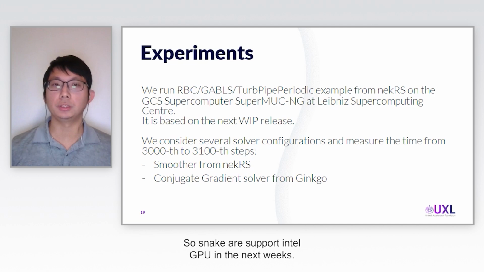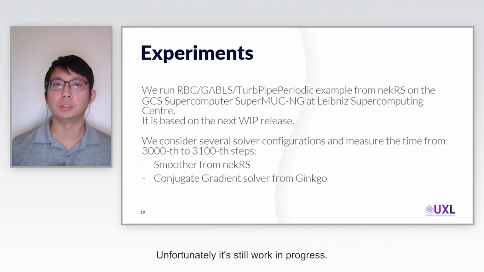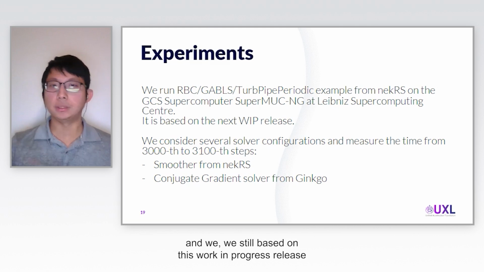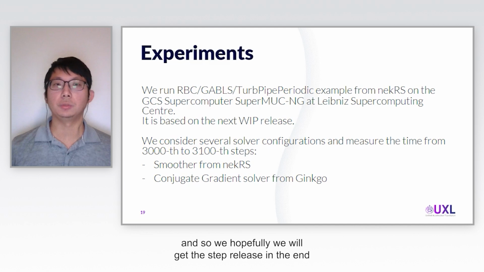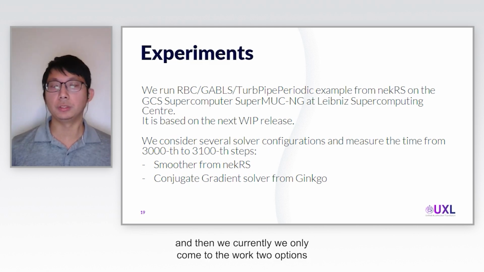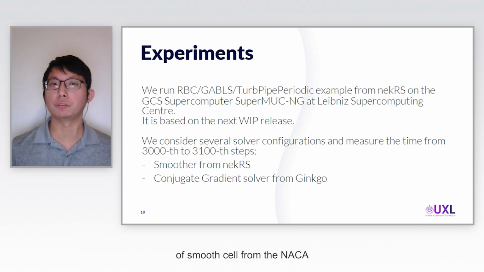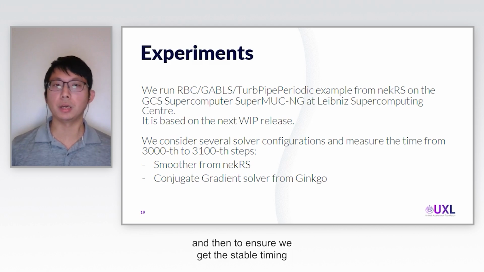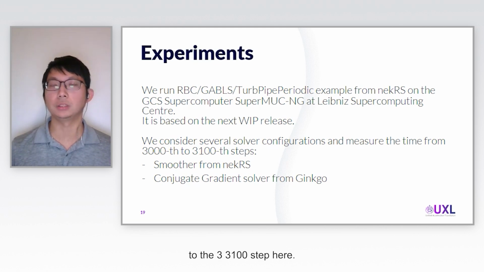nekRS supports Intel GPU in the next release. Unfortunately, it's still work in progress, so it is somewhat unstable currently, and we are still based on this work-in-progress release. Hopefully we will get a stable release in the next release. We run 3 examples from nekRS with SYCL here, and currently we only consider 2 options: the smoother from nekRS and the conjugate gradient solver from Ginkgo. To ensure we get stable timing, we run more than 3,100 steps, and we only take the time from step 3,000 to step 3,100.